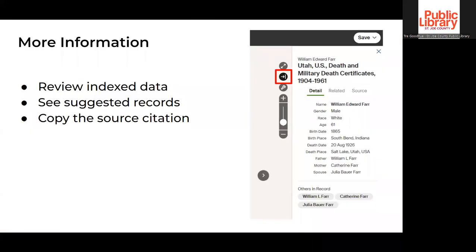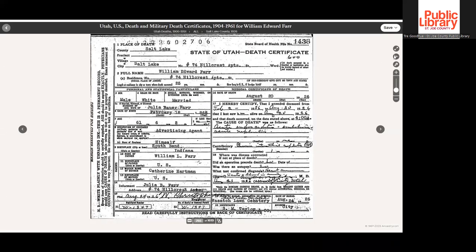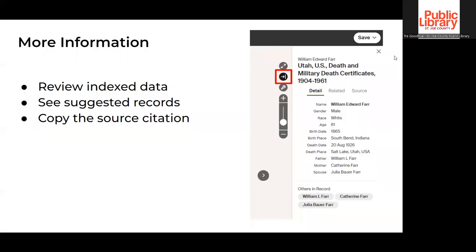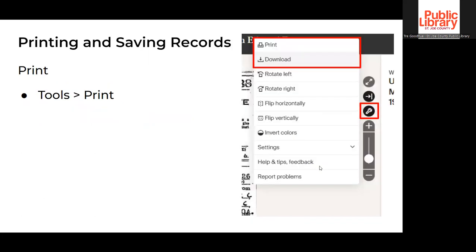Along the side, there's a little arrow with a line in this little toolbar on the right, and that will pop out a little details window. So you don't have to go back to the previous page to see the index data, the related records, those suggested records, and the source information. It's all available here from this page.